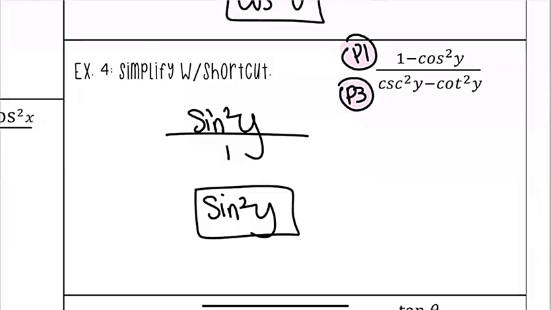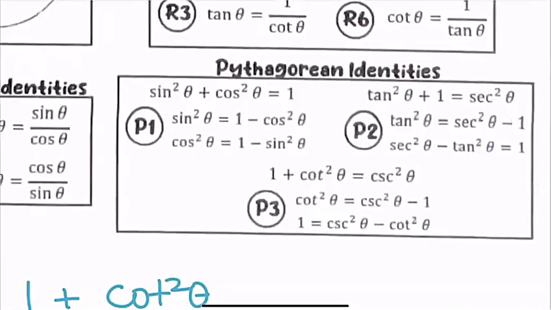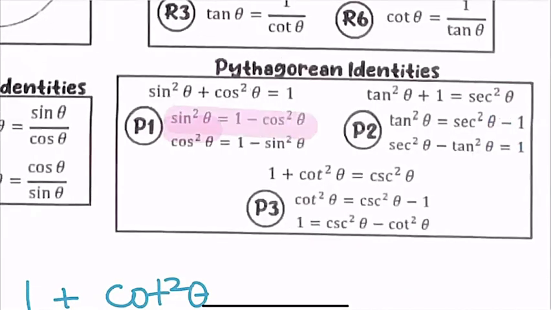Here we go. So that's actually just one step. Well, technically 2 if you're going to apply both your P's. So the top had 1 minus cosine squared of y. According to our half sheet, that is P1, and P1 tells us that 1 minus cosine squared is actually equivalent to sine squared. You can see that right here.